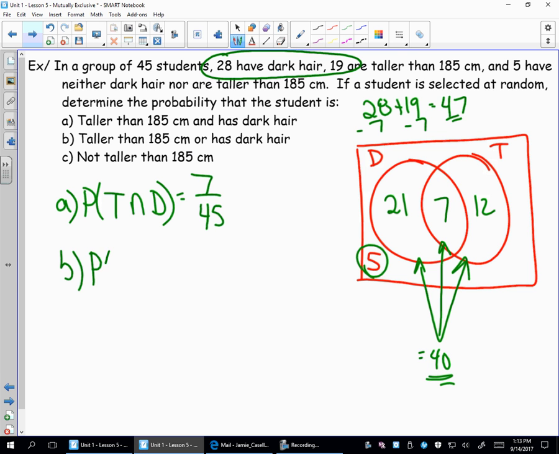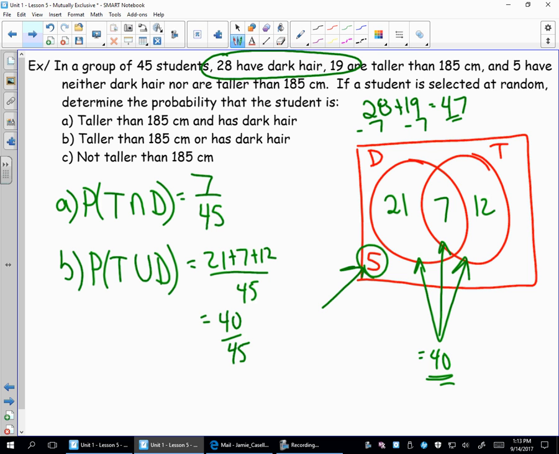How about taller or has dark hair? So that could be anywhere in those circles. So I've got the 21 plus the 7 plus the 12 out of 45. In other words, I've got 28, 38, 40 out of 45. I also could have done that one using the complement, right? Get rid of what I don't want.